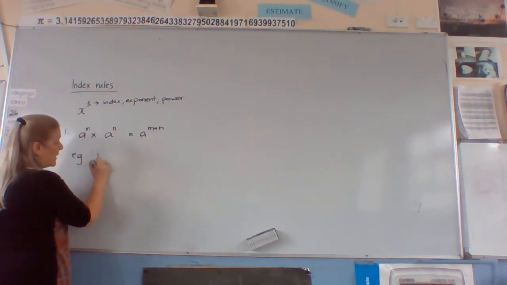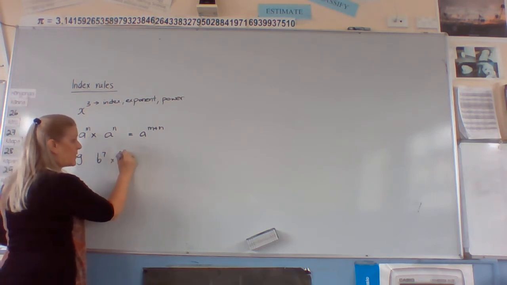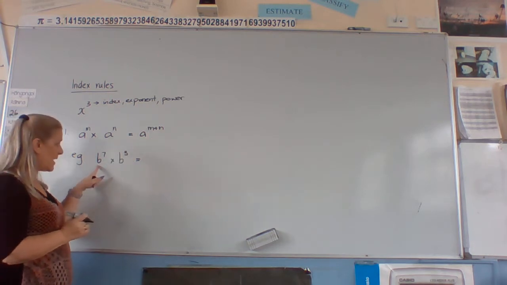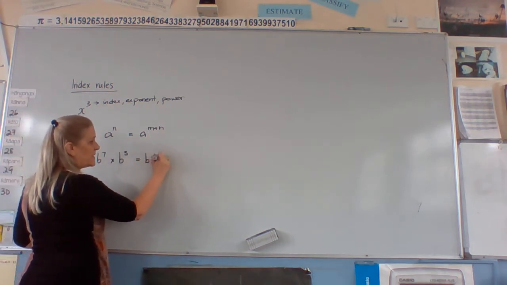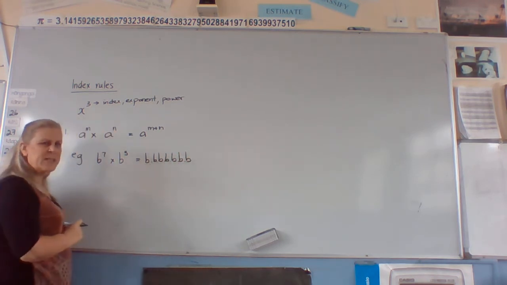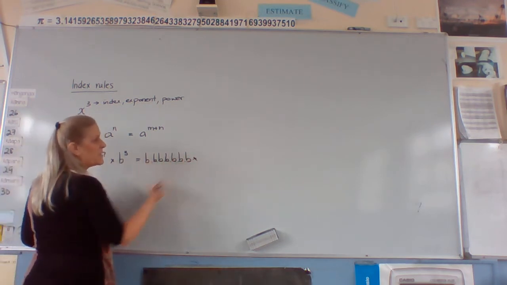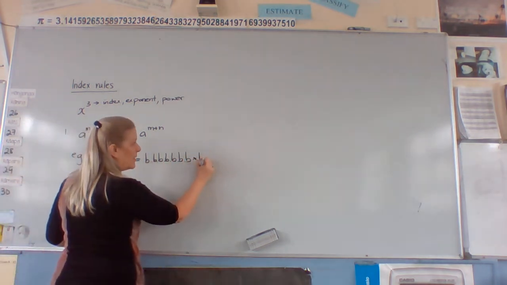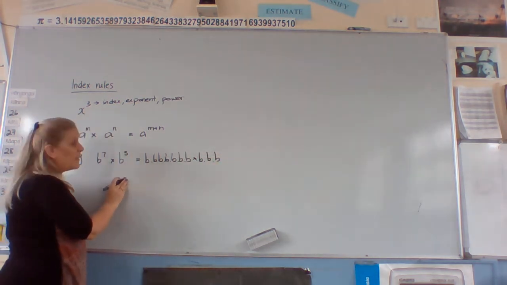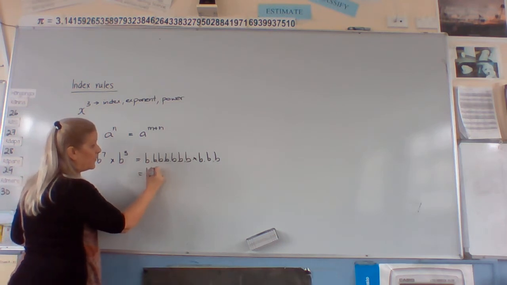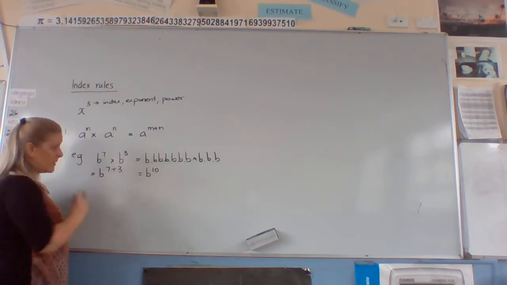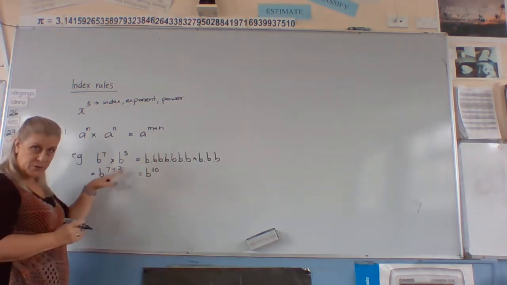If we've got b to the power of 7 times b to the power of 3, I know from this that it's going to be an answer of 10. But why? That is b times b times b times b times b times b times b. Remember that a dot means times. And now we've got a times sign, so I'm going to put a times sign and another 3. But ultimately, all we've actually got here is 10 b's all multiplied together. So in fact, I've just added the powers. All right, so that is our first rule.